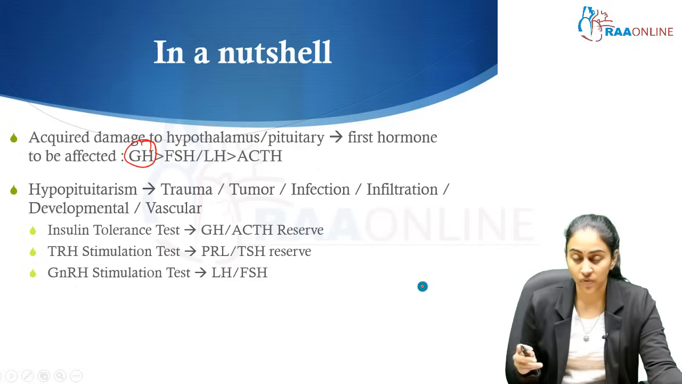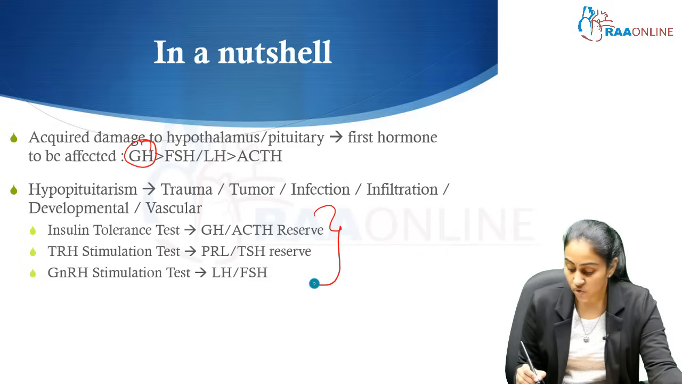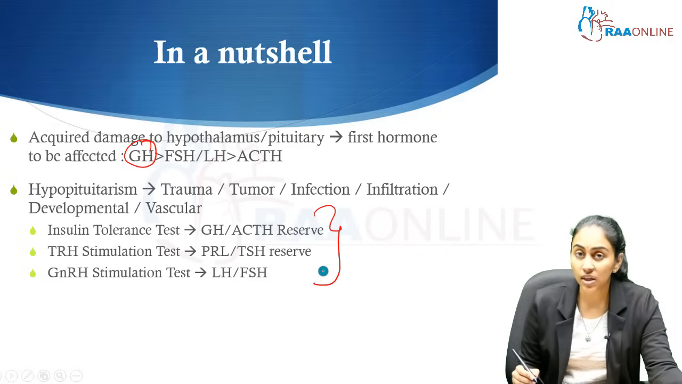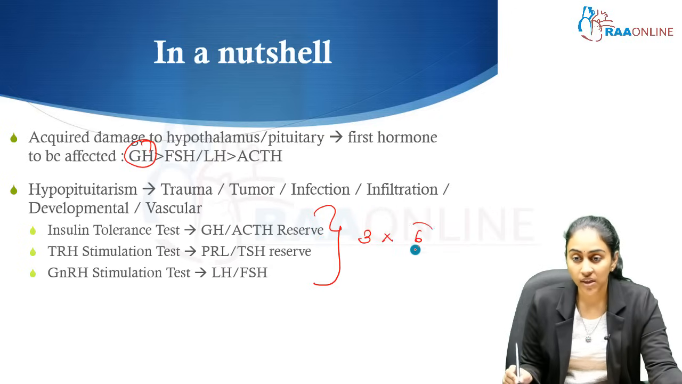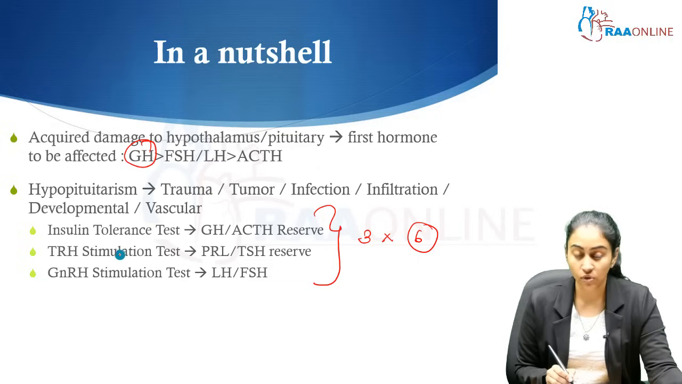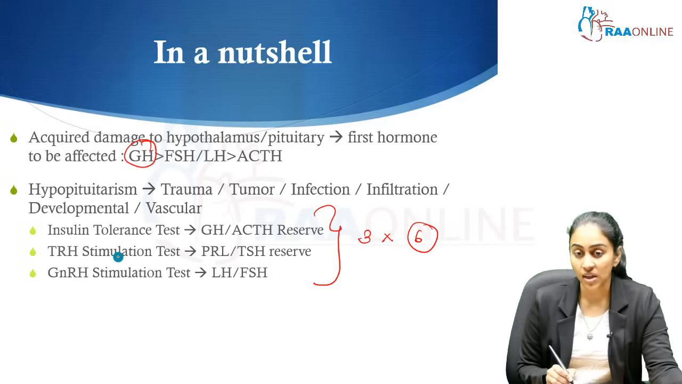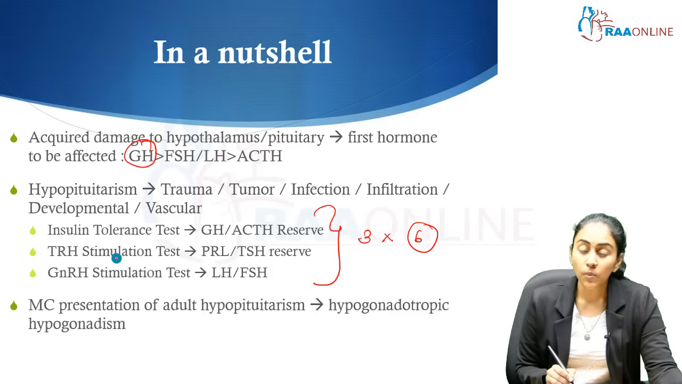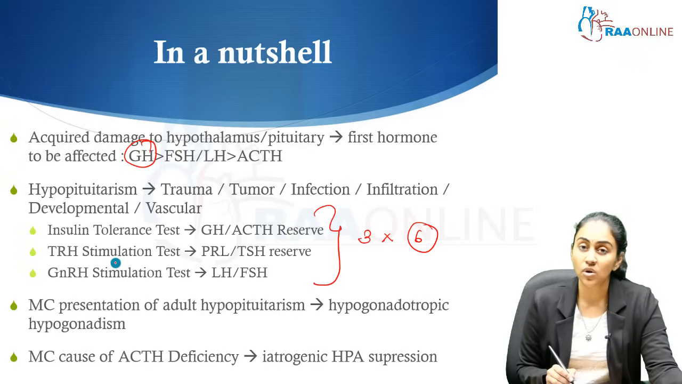So, these are all the different causes of hypopituitarism, and what are the tests that you do to demonstrate various hormone deficiencies? There are 3 tests to look for deficiency of 6 hormones. You have the insulin tolerance test which is going to assess the ACTH as well as the growth hormone reserve. You have the TRH stimulation test which is going to assess the prolactin and the TSH reserve, and then finally you have the GnRH stimulation test which is going to assess the LH-FSH reserve. Now, the most common presentation of adult hypopituitarism is actually hypogonadotropic hypogonadism. The most common cause of ACTH deficiency is actually iatrogenic.